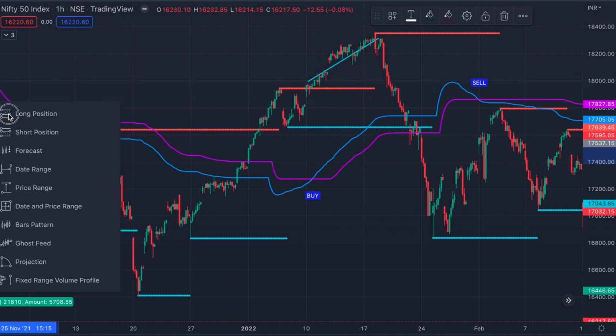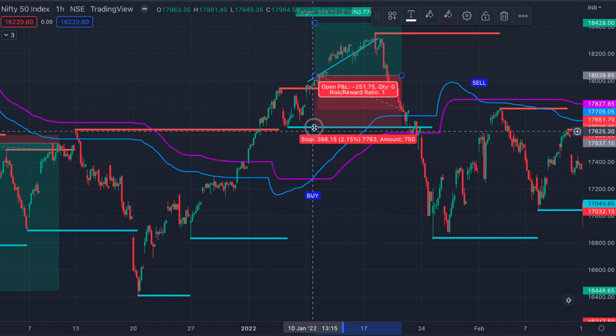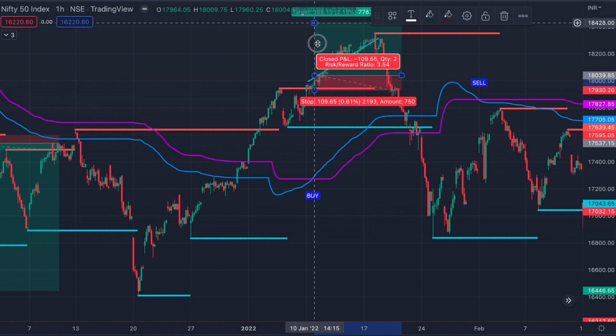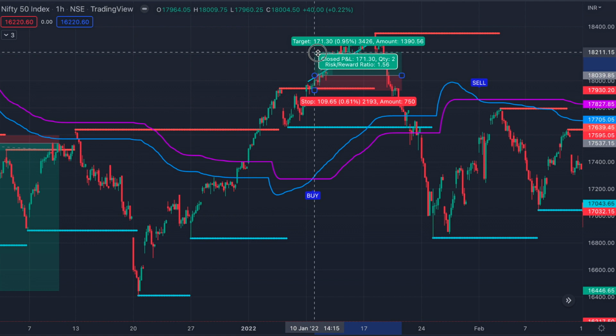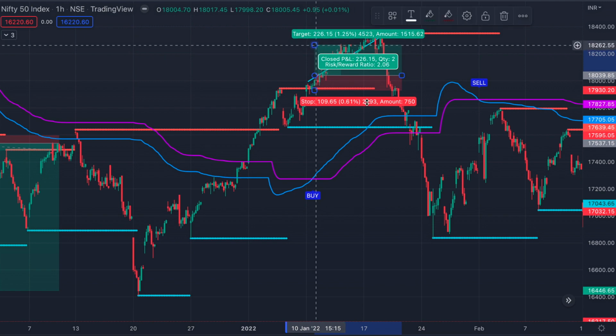We'll open a long position right here. Our stop loss is over here. If you go for risk reward ratio of 1.5, you would get it anyway, but again, I would suggest booking partial profit and then going for a risk reward ratio of at least 2, and that is also attained.